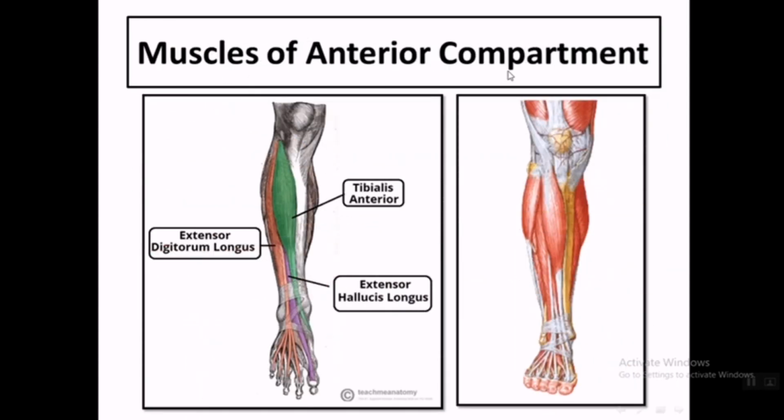What are the muscles of the anterior compartment? Here in this picture we can see the tibialis anterior muscle, that is related to the tibia, so we call it tibialis anterior. Extensor digitorum longus, because this muscle will pass to the digits and it is an extensor, so we call it extensor digitorum longus. We have another muscle that is called extensor hallucis longus that is related to the big toe.